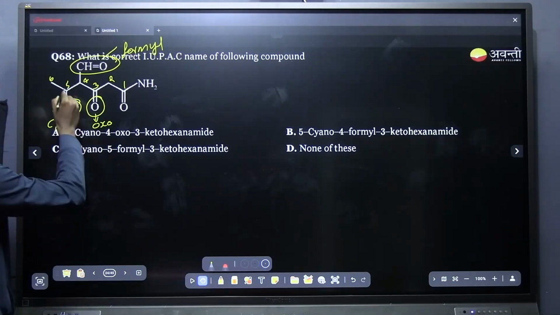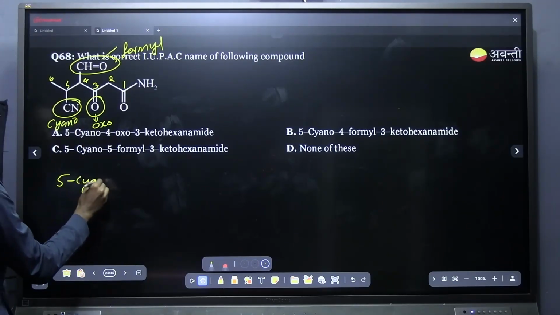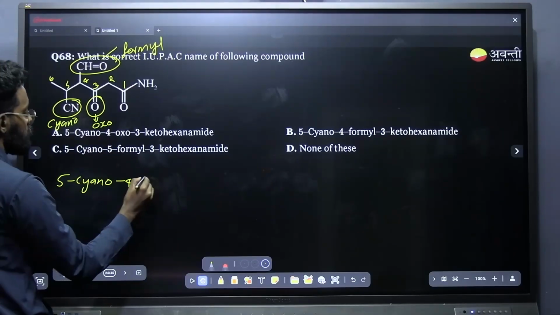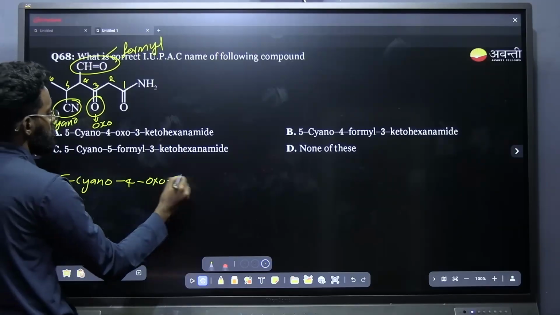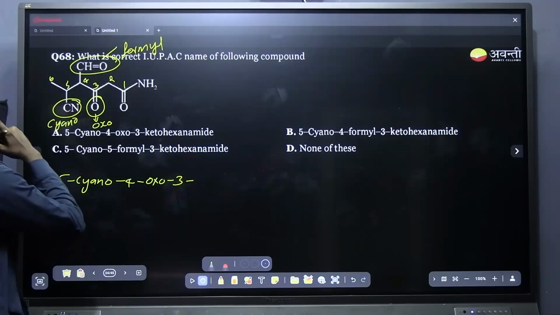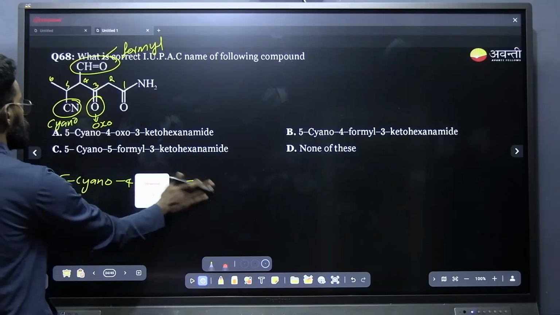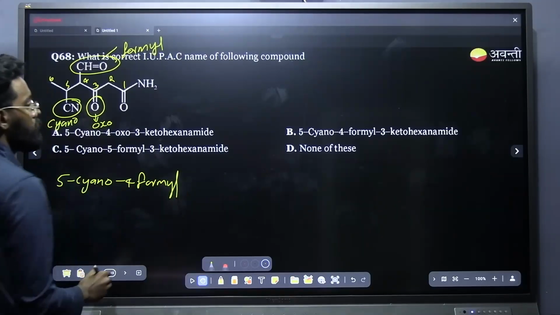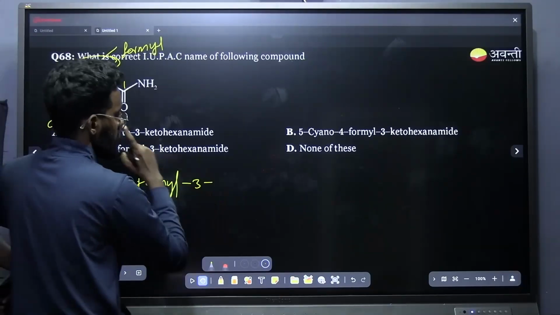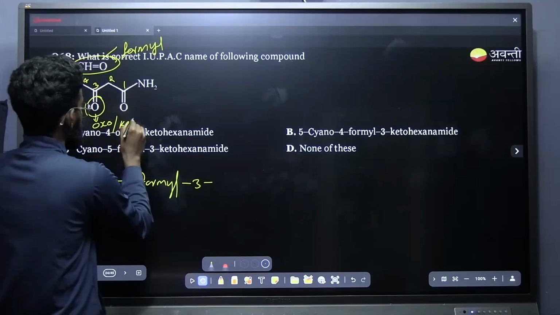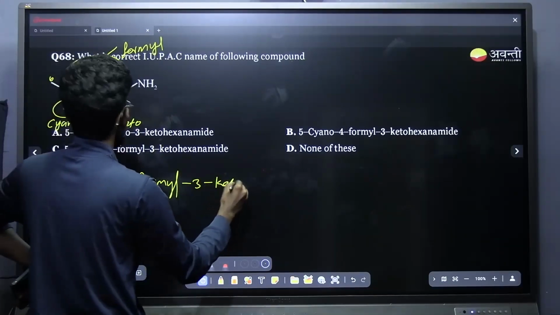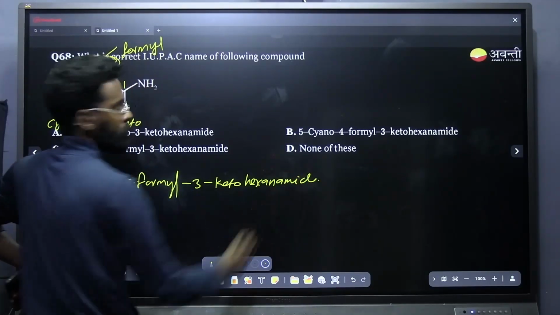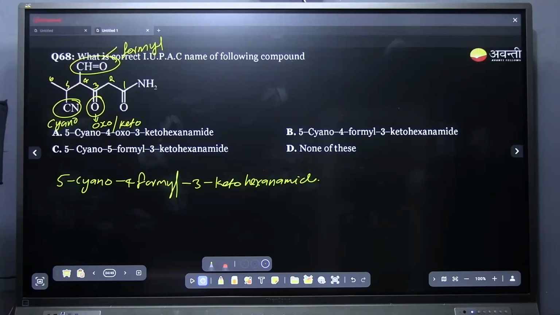So C comes first. So 5 cyano. Now next one, oxygen is coming, in alphabetical order. So 4 formyl. This is formyl, right? Aldehyde. 4 formyl. 3 keto, or oxo or keto. 3 keto hexanamide. Okay, this is the nomenclature.